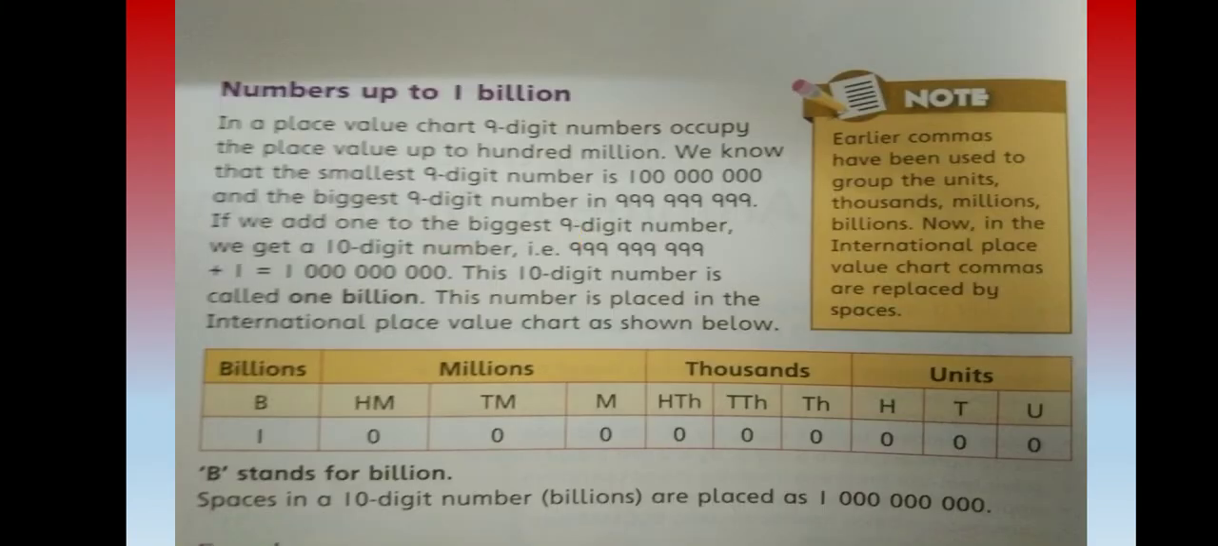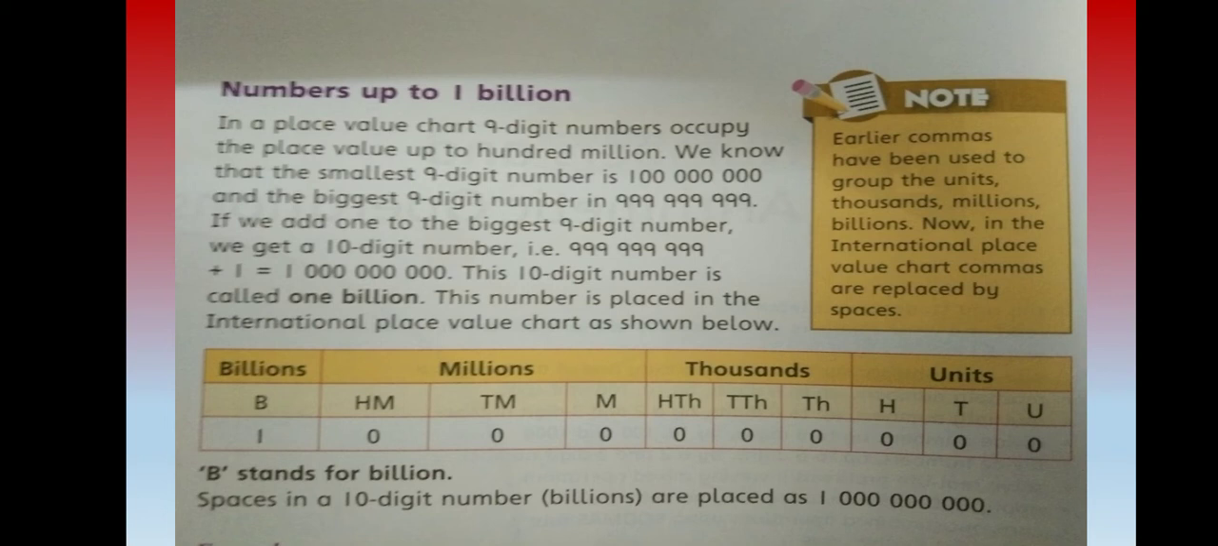Now we will study numbers up to 1 billion. In a place value chart, 9-digit numbers occupy the place value up to 100 millions. As I have told you, we know that the smallest 9-digit number is 100 million and the biggest 9-digit number is 999,999,999. So if we add 1 to the biggest 9-digit number, we get a 10-digit number, that is 1 billion. This 10-digit number is called 1 billion.